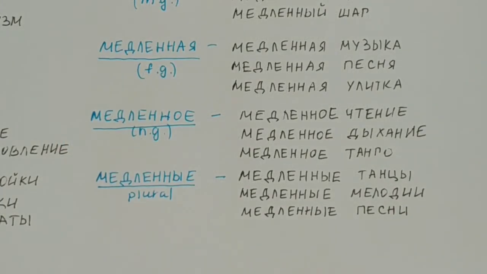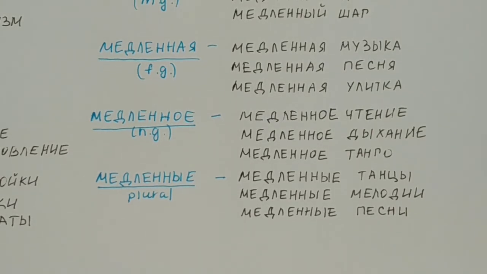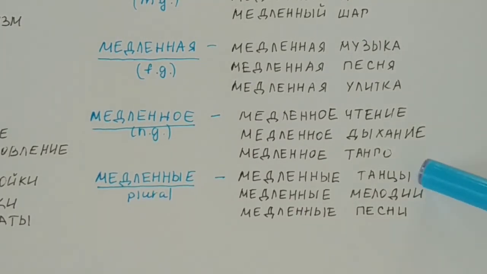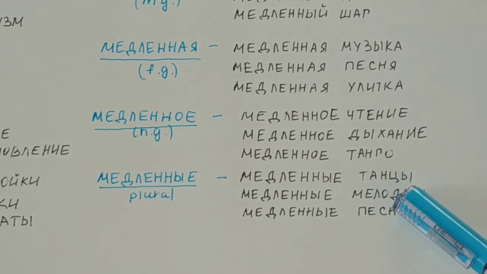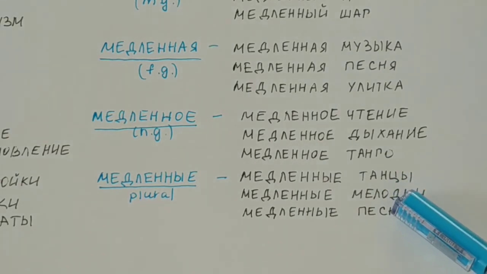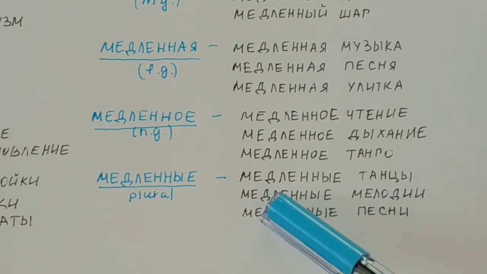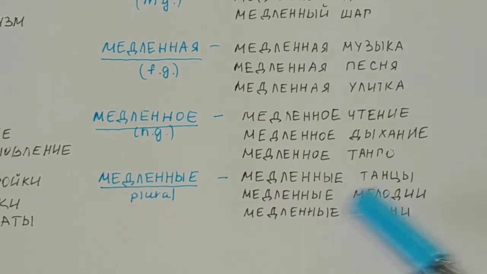And for the phrases with the plural form of this adjective, which is медленные, let's say that dancing can be slow, of course, and танец, which is dancing in the singular form, can be also in plural, which is танцы. So медленные танцы, meaning slow dancings or slow dances. So медленные танцы, slow dances.